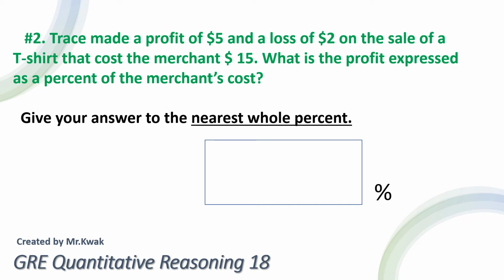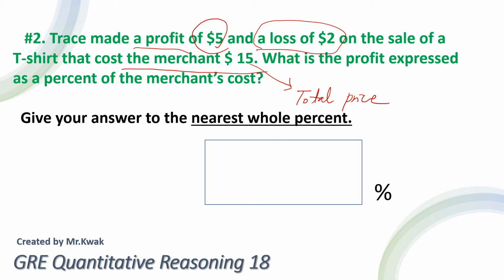And a loss of $2. Just in case, let's circle or underline the $5 profit and the loss of $2 on the sale of a t-shirt that cost the merchant $15. So this factor should be the total price. What is the profit expressed as a percent of the merchant's cost? Give your answer to the nearest whole percent. Hey, it's pretty easy, isn't it?